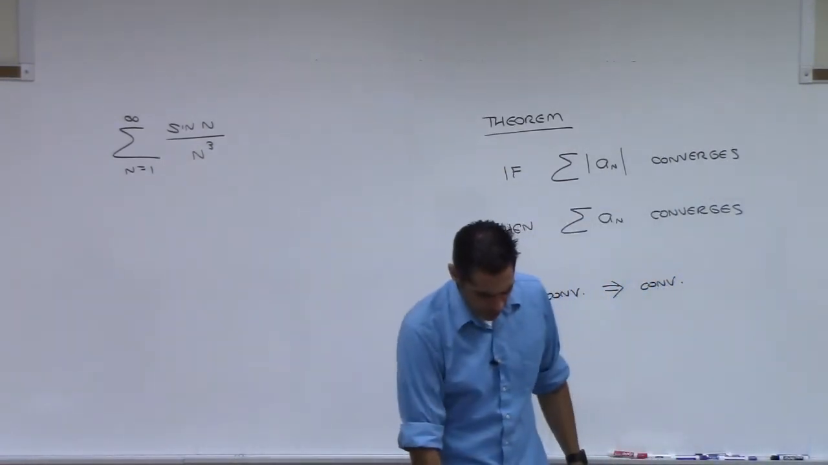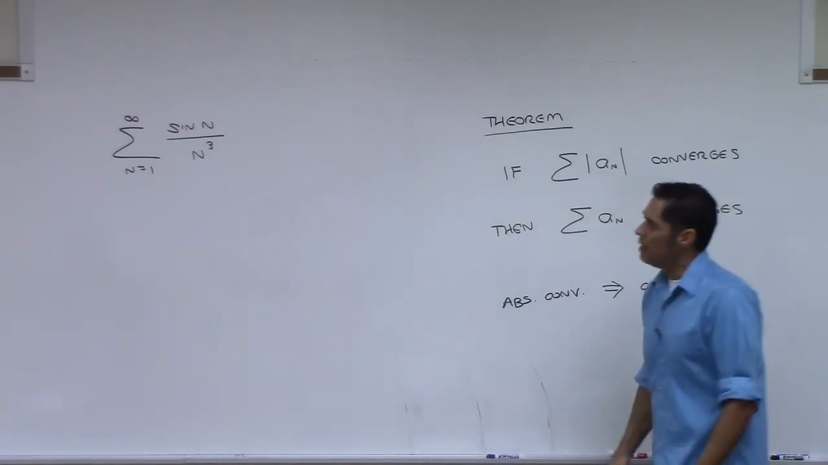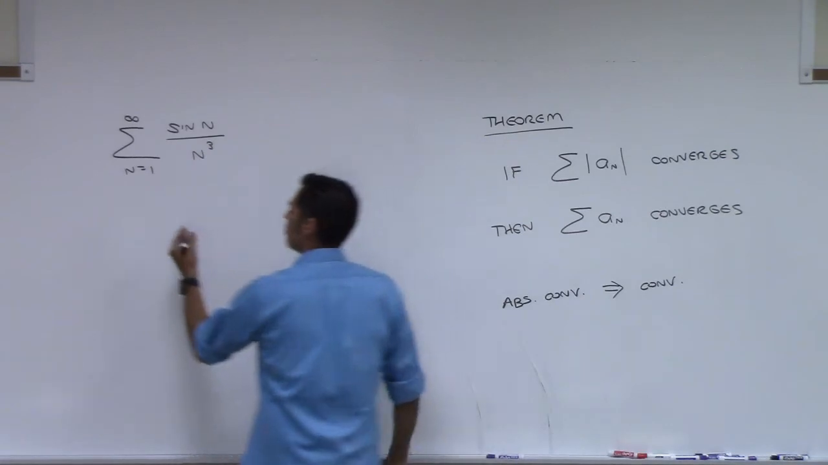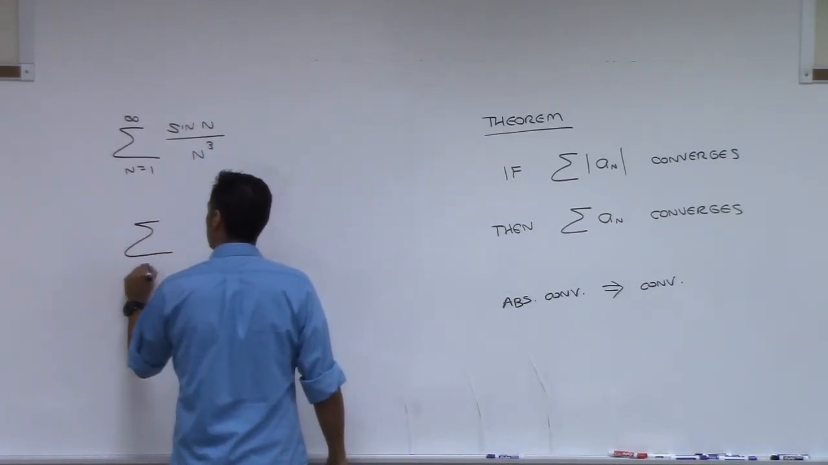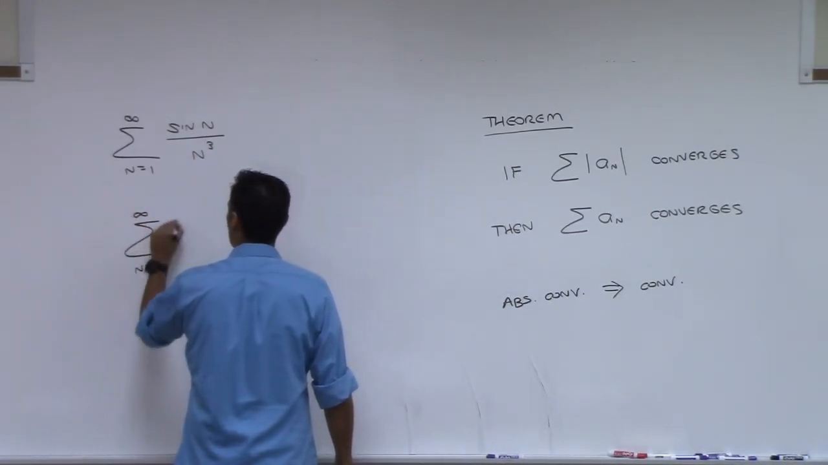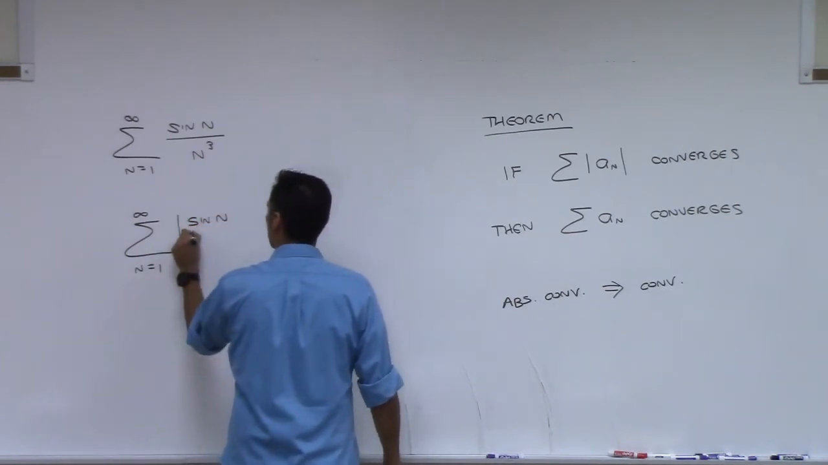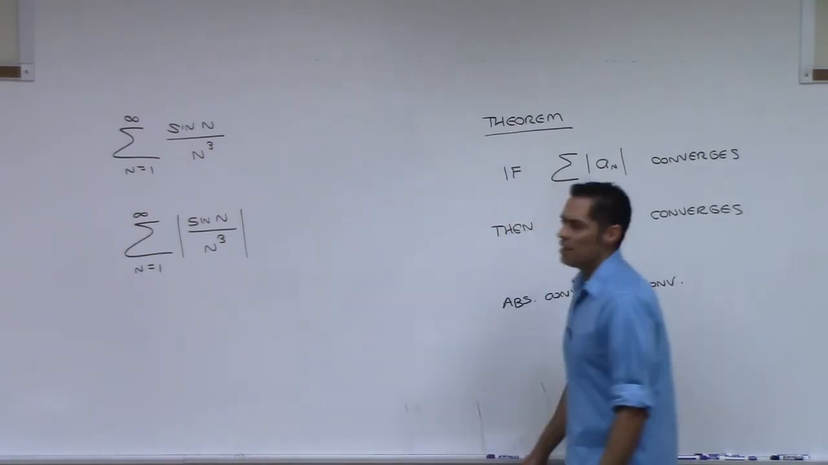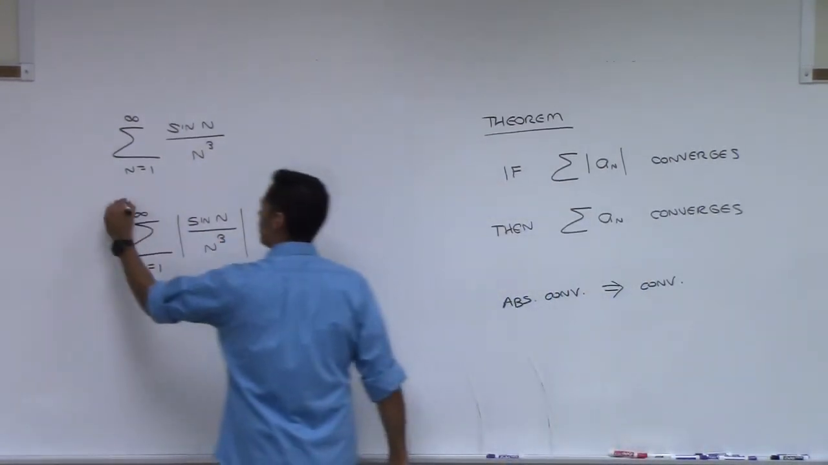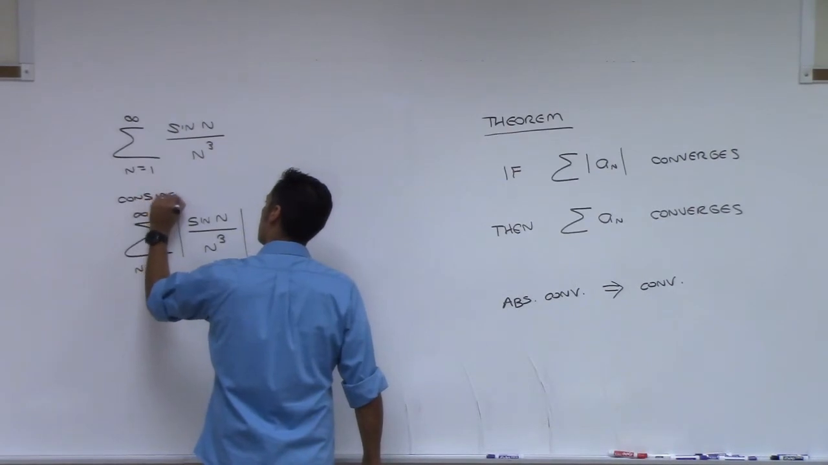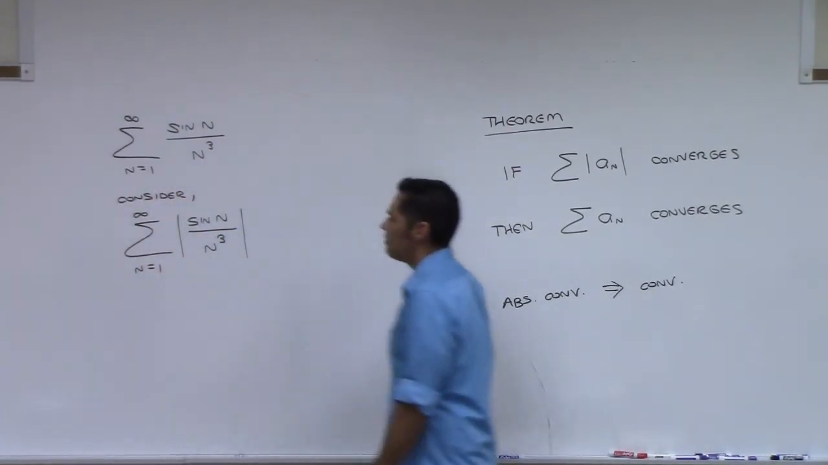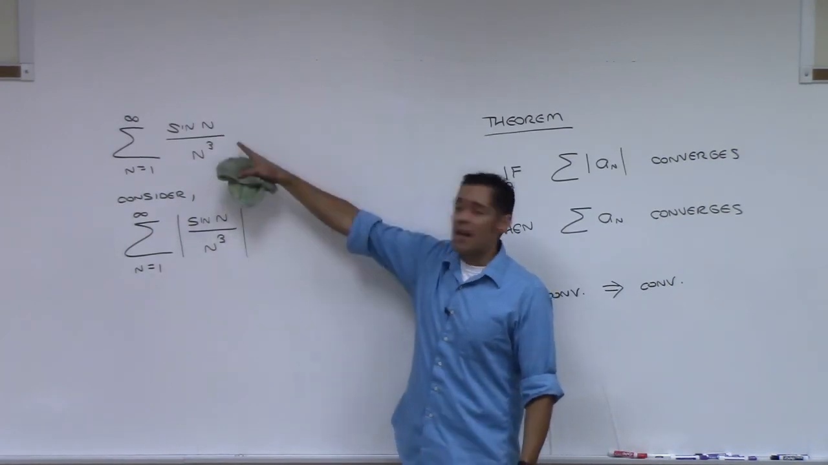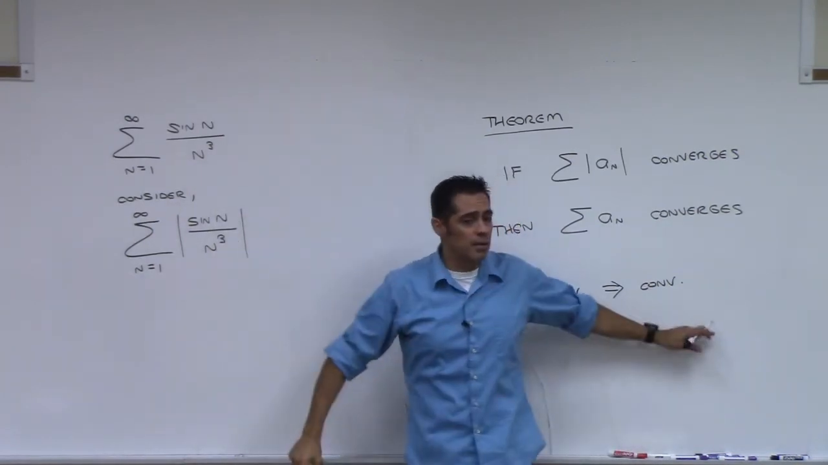So what can we do? Why don't we look at the absolute value of this? Let's look at the absolute value. This is very important that you understand the logic of why I'm doing this. So let me run through this and at the end I'll do it again. Consider the absolute value. If I can show that that converges, then the original series has to converge. That's what the theorem is saying.